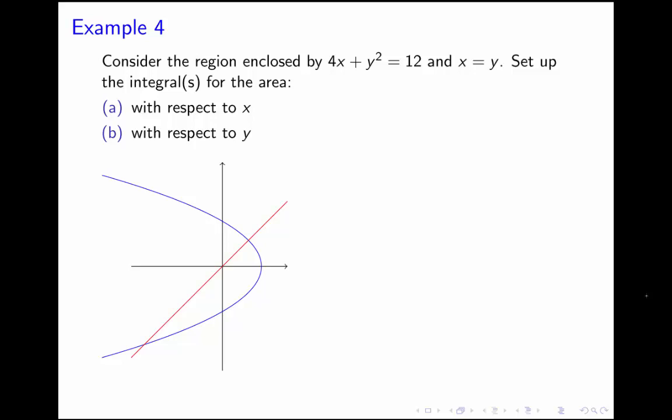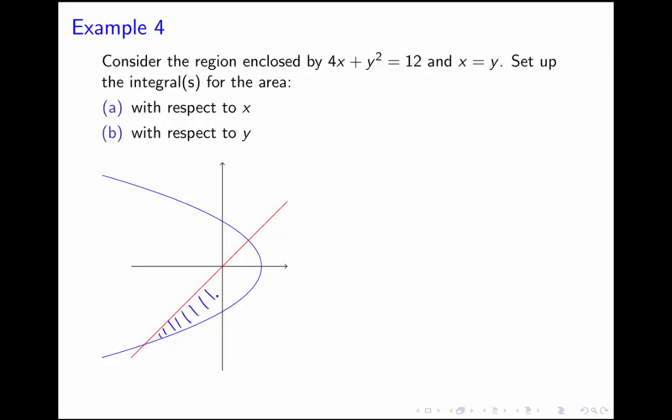In this video lecture, we look at an example where it's easier to compute the area between our two curves by setting up an integral with respect to y. So let's consider the region enclosed by 4x plus y squared equals 12 and x equals y. And we're going to compare what the area setups look like for an integral with respect to x and an integral with respect to y.